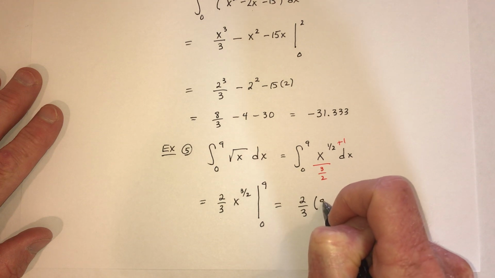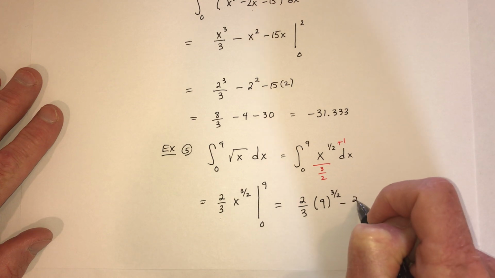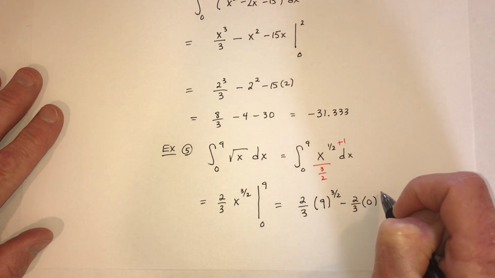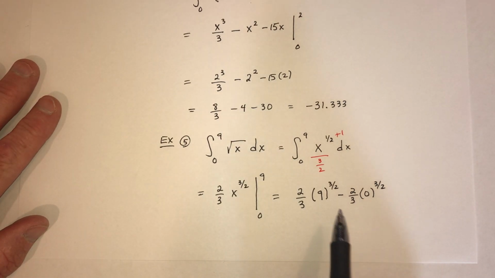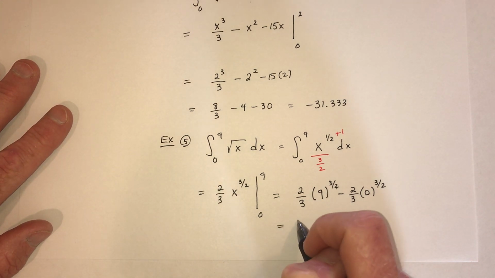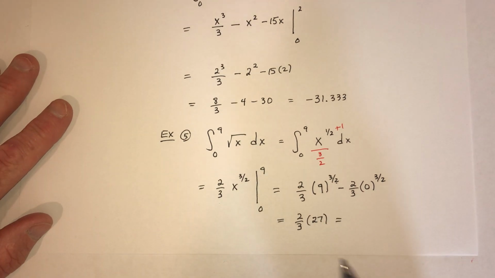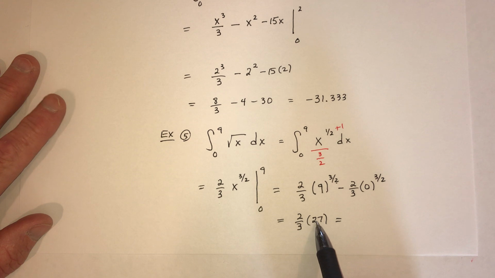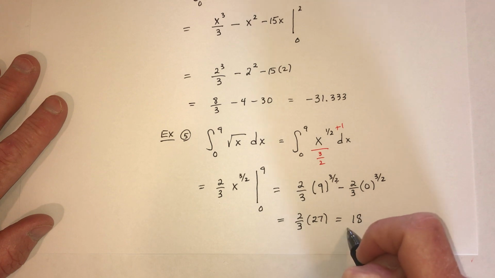So substituting the 9 means there's going to be 9 raised to the 3/2 power, minus 2/3, and 0 raised to the 3/2 power. This, of course, is 0. The 3/2 power means take the square root of it. So taking the square root gives 3, and then cube that, which is 27. So it's 2/3 of 27. And then 3 will divide into 27 9 times, and 9 times 2 is 18.